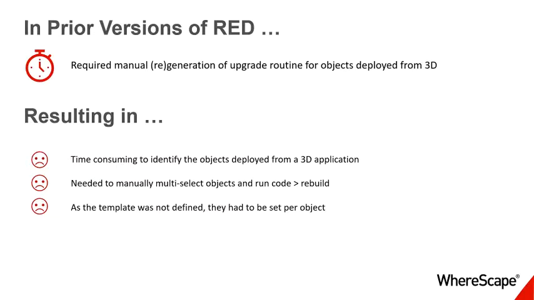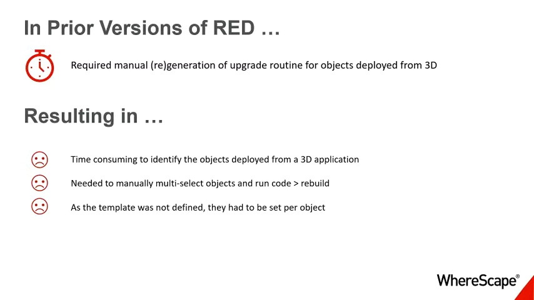Prior to this version of RED, objects deployed from a 3D application needed manual regeneration of their update routine. It was time-consuming to identify the objects deployed from a 3D application, and you needed to manually multi-select the options and run code rebuild.